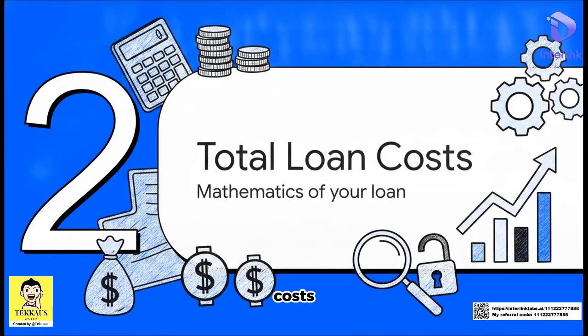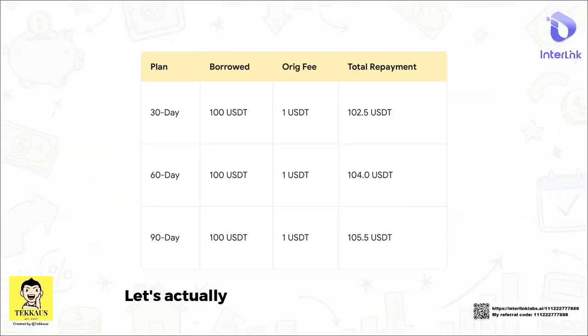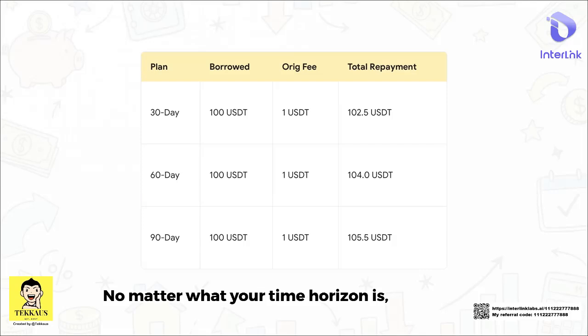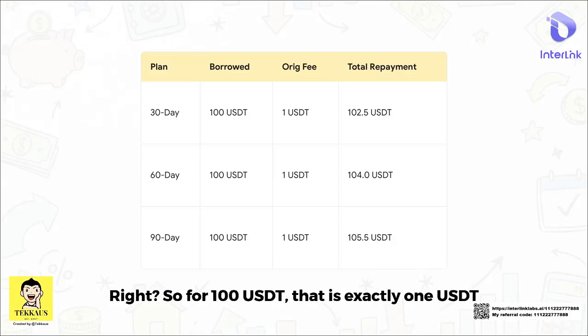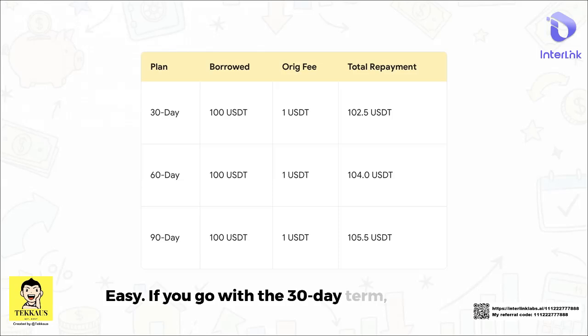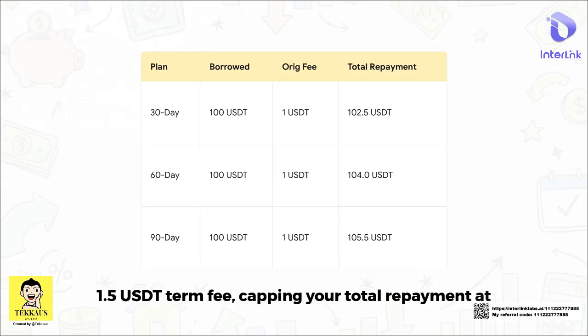Moving on to Section 2. Understanding total loan costs. Let's look at the mathematics of your loan. Let's actually walk through the math with a standard 100 USDT loan scenario. No matter what your time horizon is, every single loan gets a universal 1% origination fee based on what you borrow, right? So for 100 USDT, that is exactly 1 USDT.